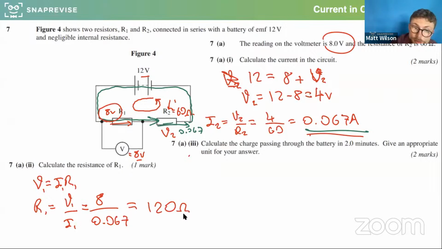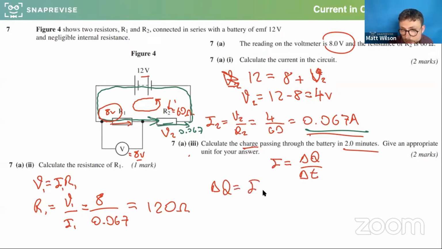Okay, good. And then 7a iii. I actually remember someone mentioning this rule in the chat earlier. Calculate the charge passing through the battery in 2 minutes and give an appropriate unit for the answer. We've got charge and we've got time, and that should immediately ring alarm bells that this is something to do with current. Current is the quantity that involves charge and time. Let's rearrange for the charge. Change in charge is current times change in time. They've told us time, 2 minutes. Do we know the current? Yes, we already calculated it. The current is 0.067 amps and the time is 2 minutes.